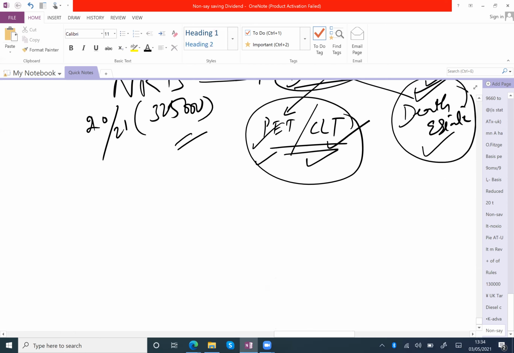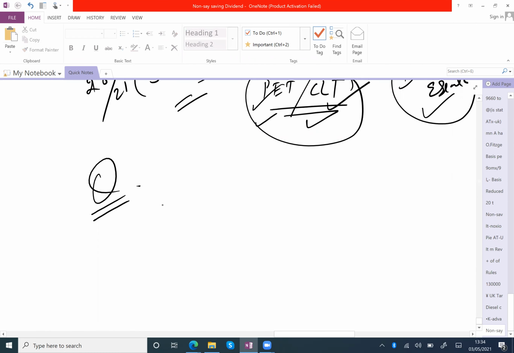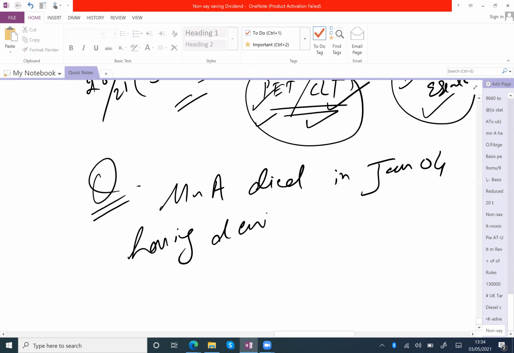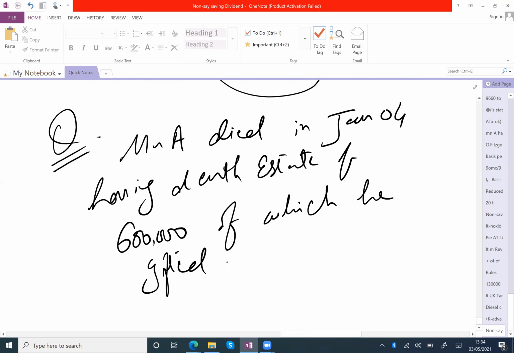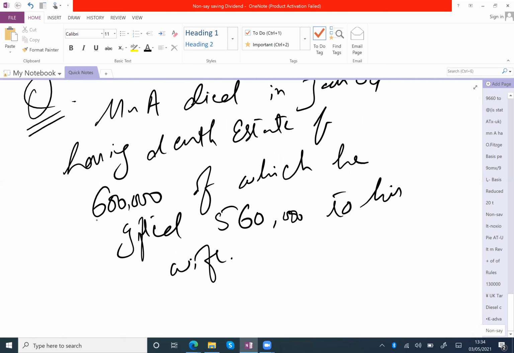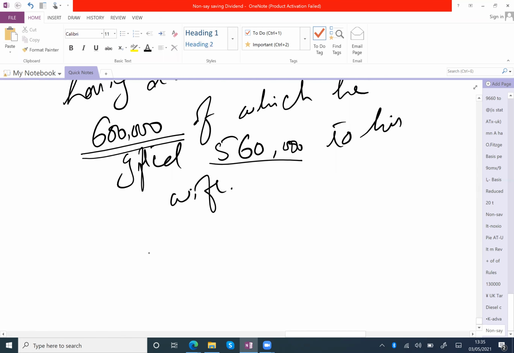So now please write down a question. For example, Mr. A died in January 2004 having a death estate of £600,000, of which he gifted £560,000 to his wife. And you know, when you give to a wife, there is no IHT. It means the total death estate is £600,000, out of which £560,000 is exempt, and the remaining chargeable death estate is obviously £40,000.